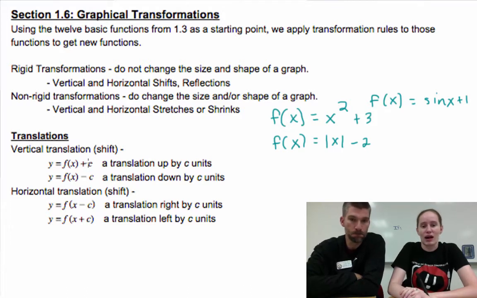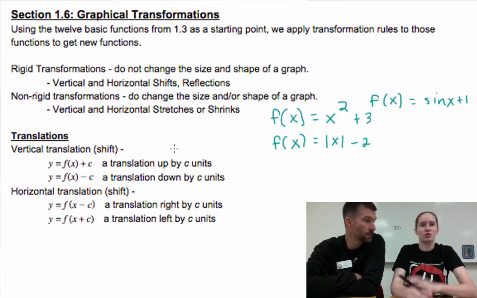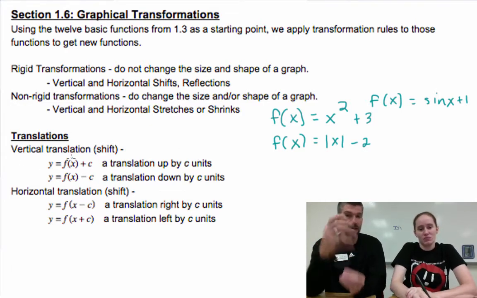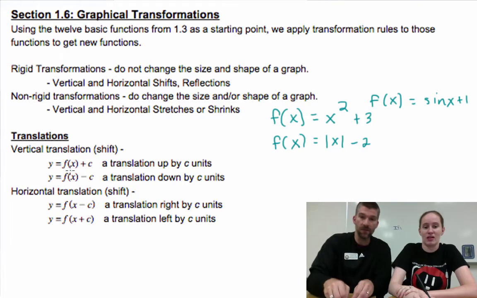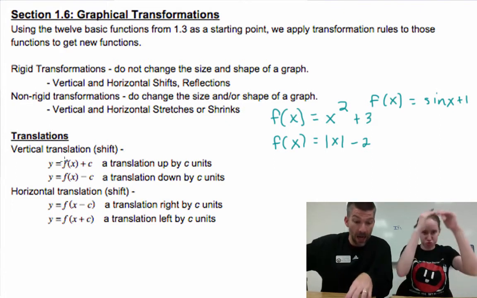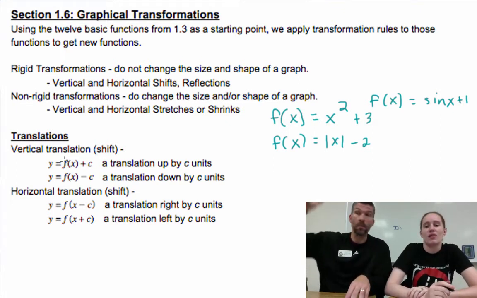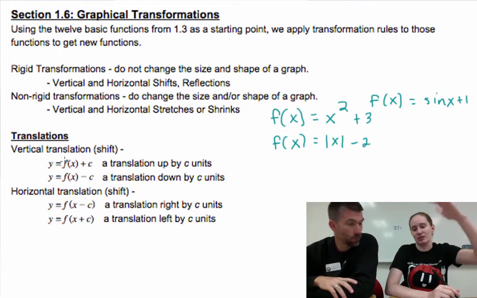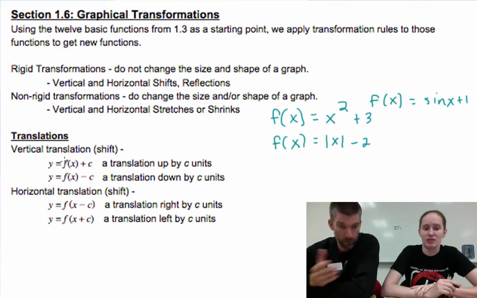Right. So if we're adding something outside of our function, we go up because we're directly affecting our y values. Because f of x is equal to y. So if we're saying f of x equals x squared plus 3, then the y is affected, plus 3. If we subtract c, the opposite happens, and we shift down however many c units there are.